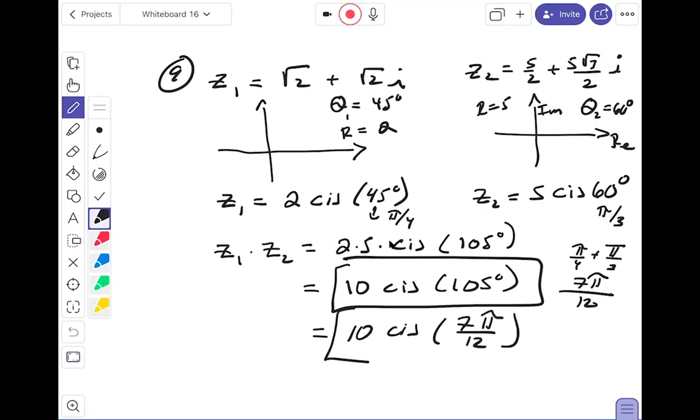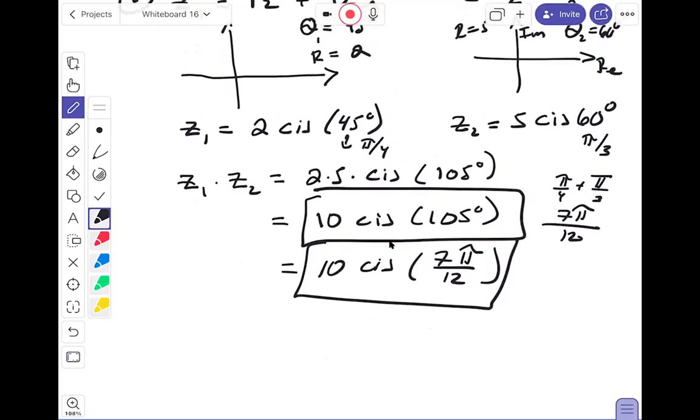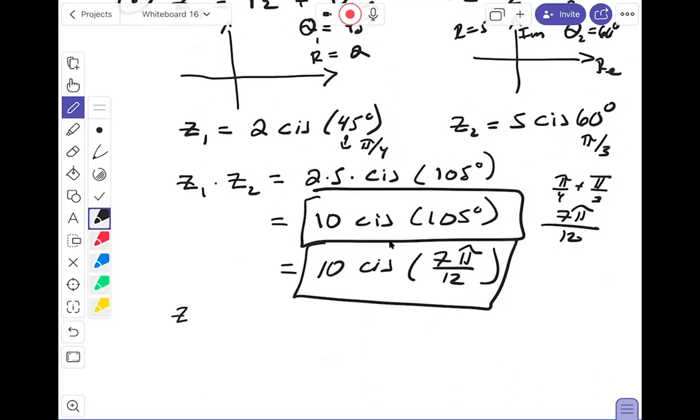The reason for that key is we always want to encourage you guys to fess up to errors, just like your teachers should fess up to their errors. So I do Z1 times Z2. I did that. And what do they want to do? They want to do Z2 minus Z1. I'm sorry, Z2 divided by Z1. Well, that's going to be 5 over 2 CIS 60 minus 45, right, is 15 degrees.